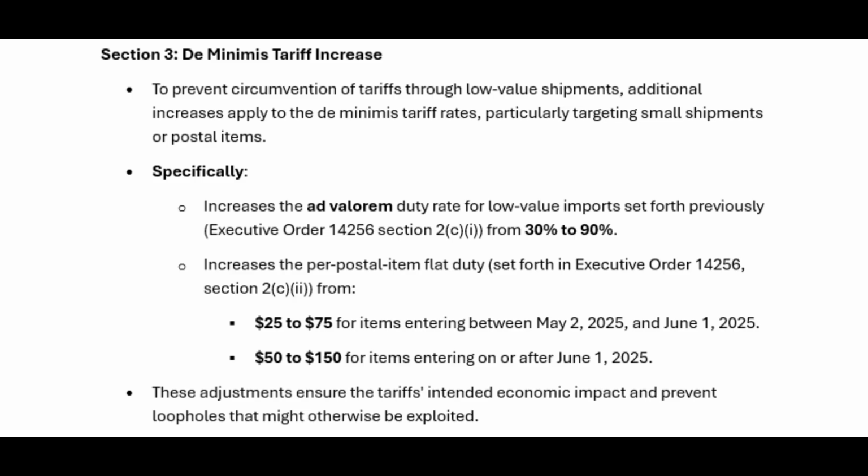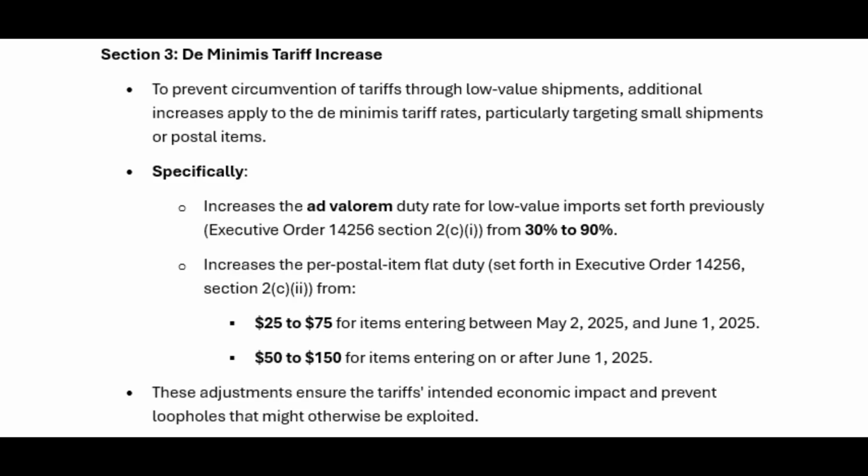Section 3. De minimis tariff increase. To prevent circumvention of tariffs through low-value shipments, additional increases apply to the de minimis tariff rates, particularly targeting small shipments or postal items. Specifically, it increases the ad valorem duty rate for low-value imports set forth previously in Executive Order 14256 Section 2(c)(1) from 30% to 90%.